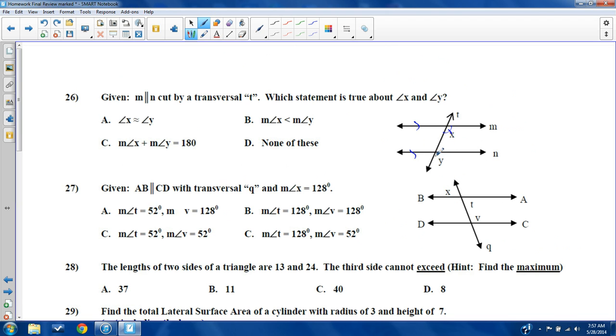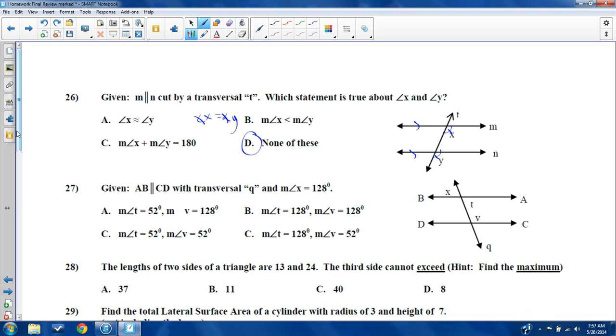X and Y are corresponding angles. Corresponding angles are congruent. Angle X is not similar to... this is similar. It says angle X is similar. Well, actually, I don't know what that means. If that means congruent, that's true. Otherwise, I don't think that's what that means. I would say X is equal to Y. Okay, these are not supplementary, so they don't equal 180. They're not less than, so it's none of these.